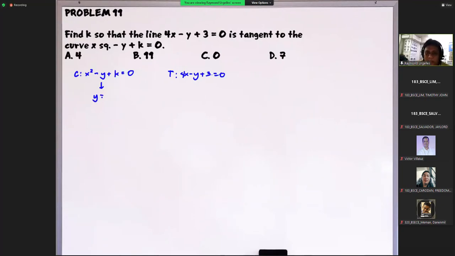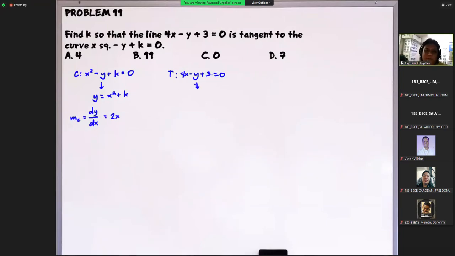So you will get y is simply equal to x squared plus k. Okay, so then by doing so, pwede na tayo mag-explicit differentiation dito. So remember, ito yung slope ng curve natin. So then this is simply equal to 2x. Okay, nakuha ba?